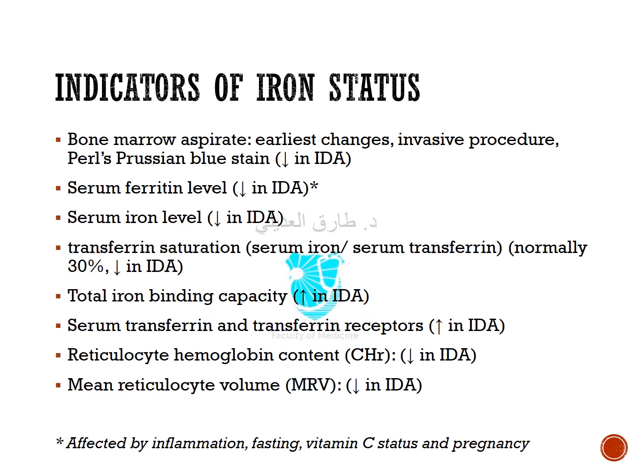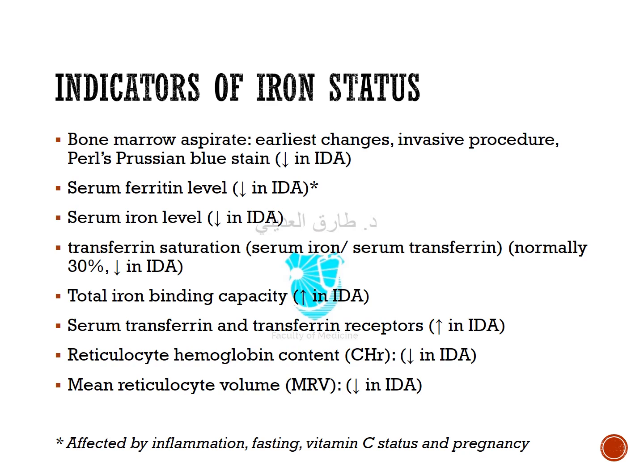We have a lot of tests for iron to examine the iron in our bodies. The most accurate one is to go directly to the bone marrow, and we take an aspirate and stain it with a special stain called Perls' Prussian blue, because normally iron doesn't stain with the routine blood film stains, which are Giemsa or Leishman. So we have a special stain for iron. If there is iron, it appears blue in color.